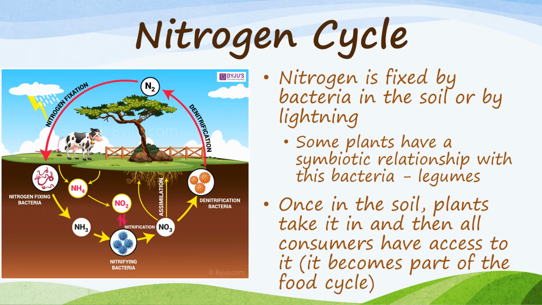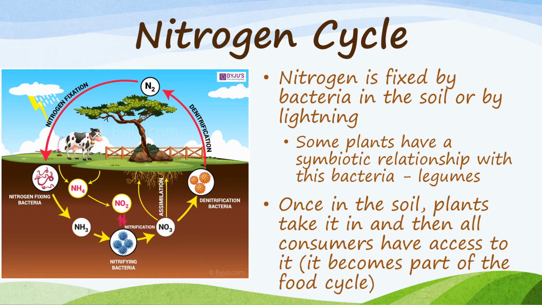Another way is all that energy that's built up in lightning. That lightning will break those bonds and it'll let it become part of the soil. Once the nitrogen is part of the soil, plants will actually take it up and use it to form their proteins and their DNA, and then consumers can eat it from the plants.